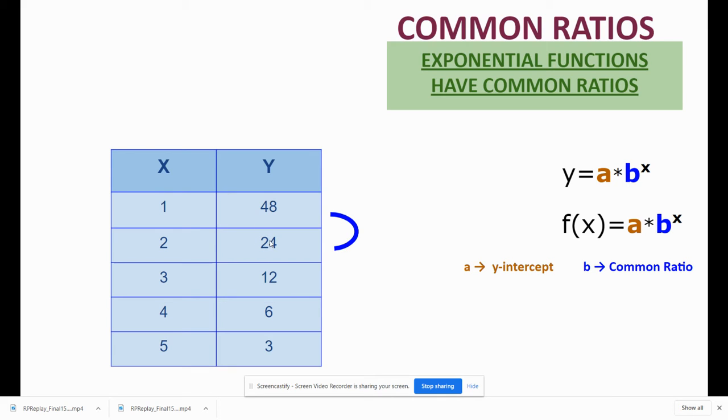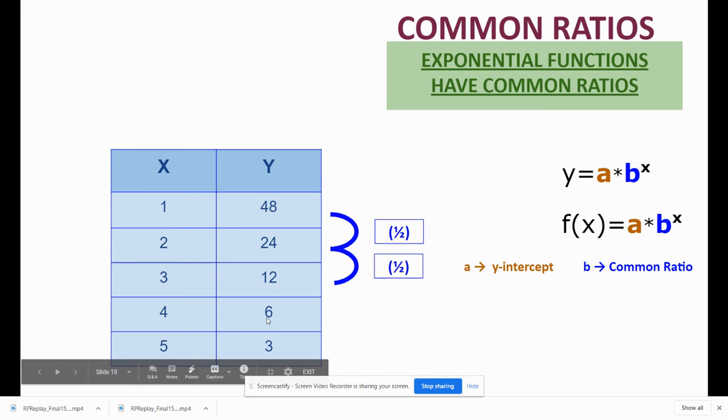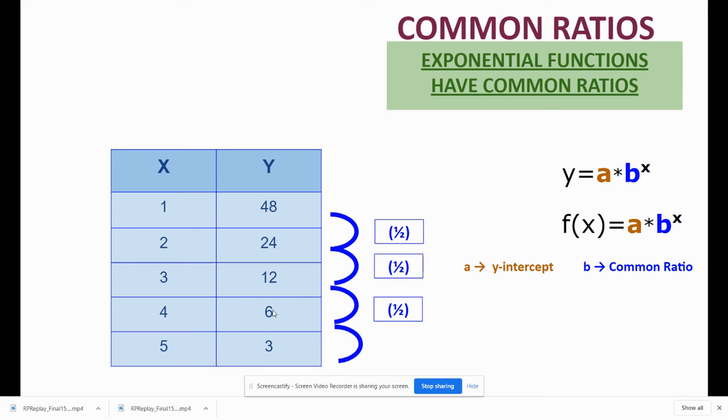Well, take 24 divided by 48. See if you get a number. Take 12 divided by 24. See if you get a number. If you start doing that, you'll find out that you'll get 1/2. 12 divided by 24 gives you 1/2. 6 divided by 12 gives you 1/2. 3 divided by 6 gives you 1/2. That is the common ratio.